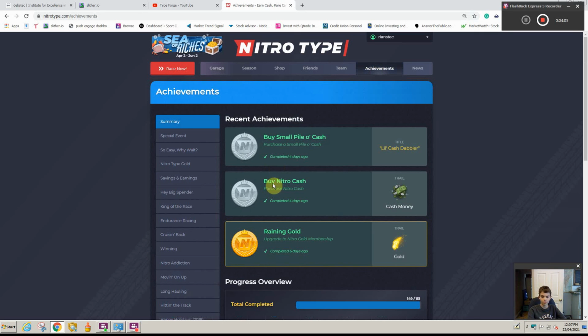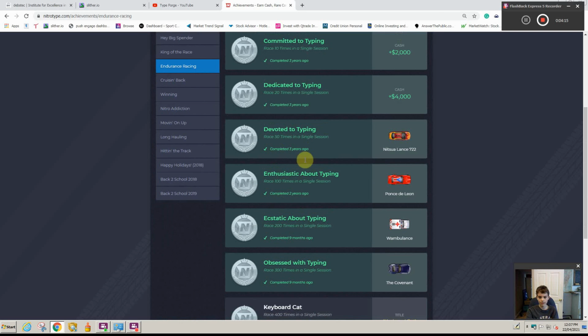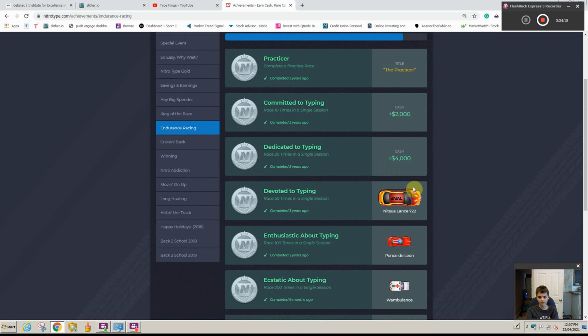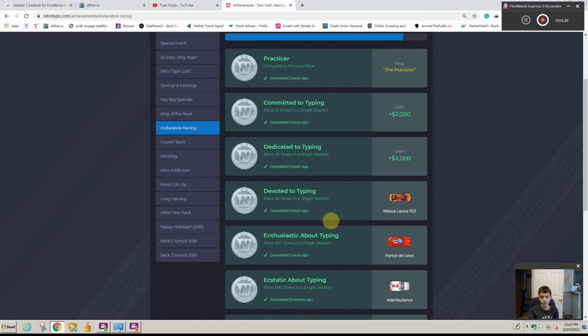So I've done so far the number 5, number 4, and number 3 overrated cars. Now I just have to do the top 2. This one is in endurance racing. This one is so overrated. 50 races, 50 times in a single season. That's so easy! 50 races. This one's a little harder. I don't think this is too overrated.